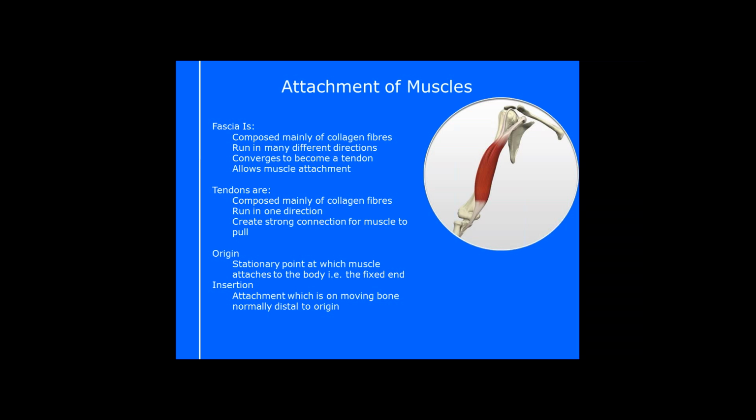So this part is the origin, where that muscle originates. So where is it, the stationary point where it attaches to the body? And this is the fixed end. So usually it's the side closest to your heart, and it's the bit that's fixed. And then the insertion is the other end of that muscle, whereby it attaches to the moving bone, and it's usually furthest away from the heart.